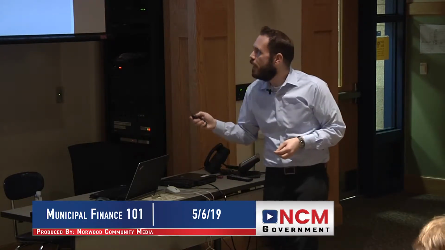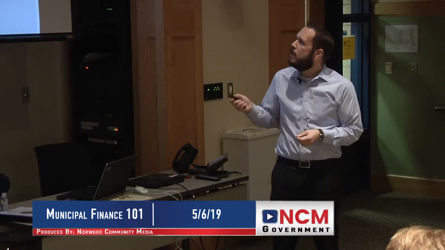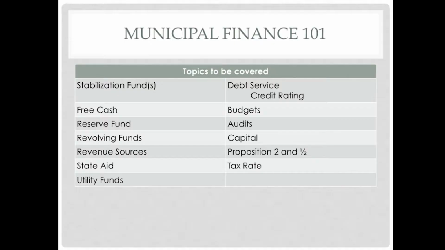We're going to go ahead and jump right into tonight's presentation. These are some of the topics that we're going to cover, some in great detail, some just sort of in a cursory manner. We're going to talk about what a stabilization fund is, what free cash is, reserve and revolving funds, our revenue sources. We're going to dig into the state aid formulas a little bit so everyone knows how that critical money comes to the town and how those determinations are made. We're going to talk a little bit about our utility funds, debt service and the credit rating. Quick brief presentation on just really what budgets are, what audits are, what we mean when we talk about capital.